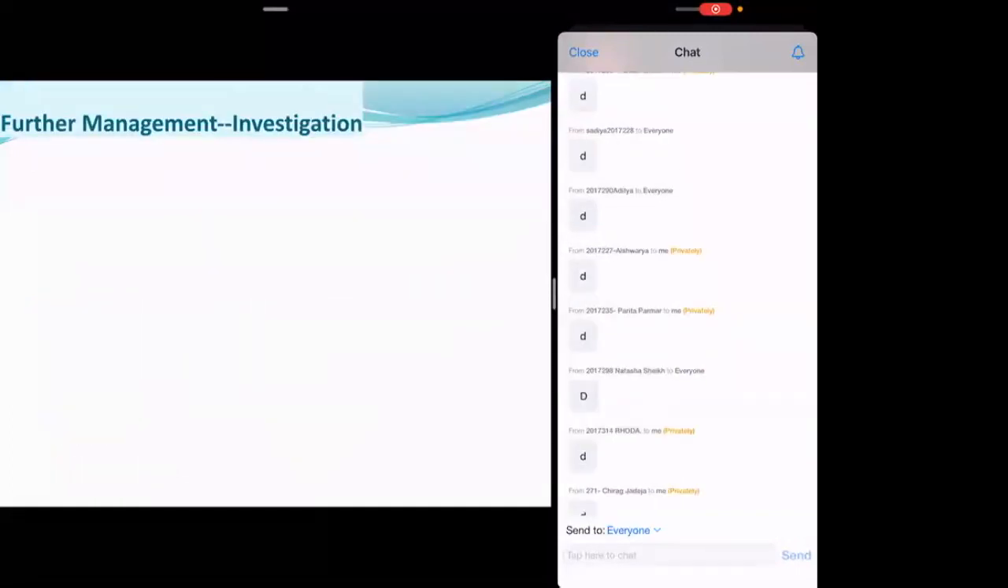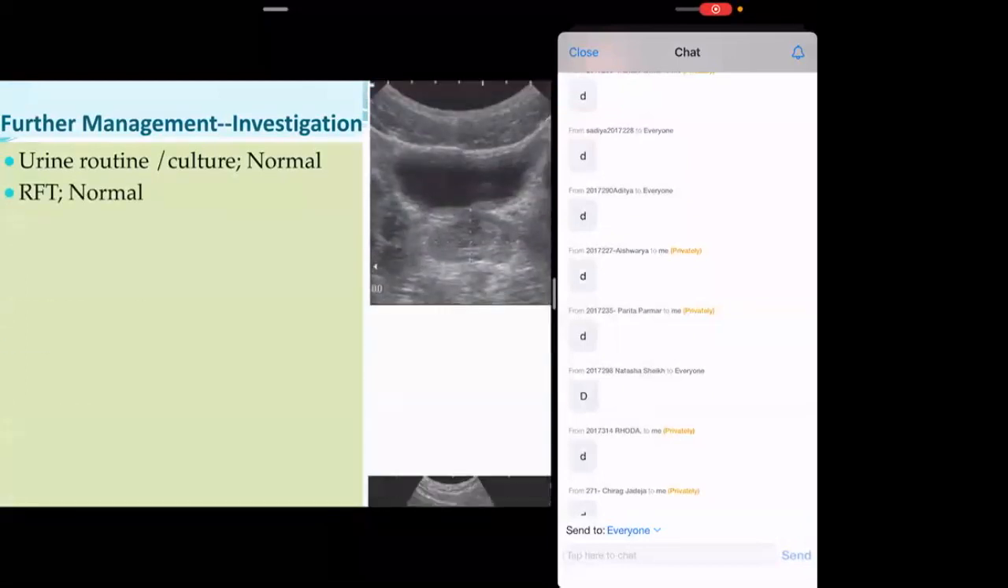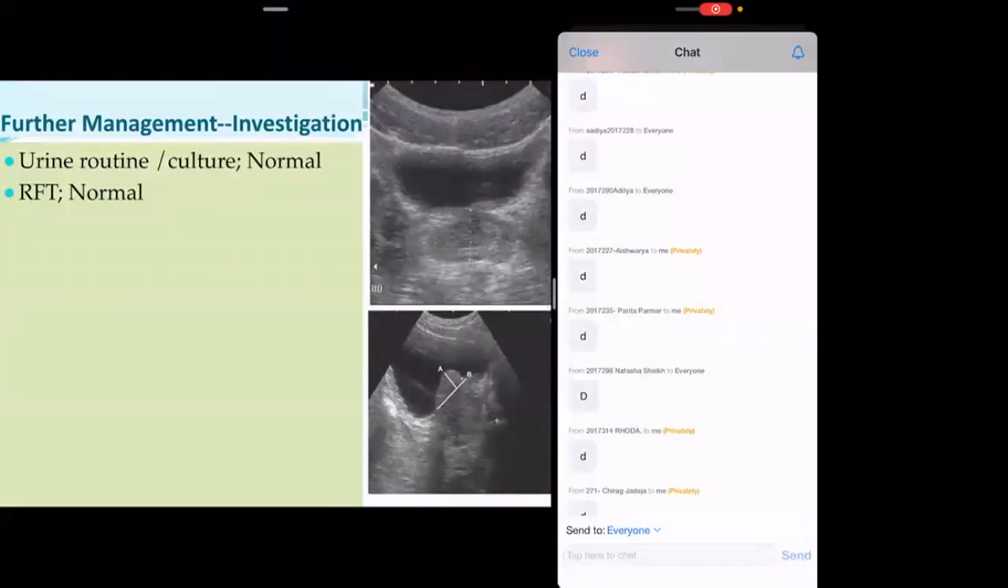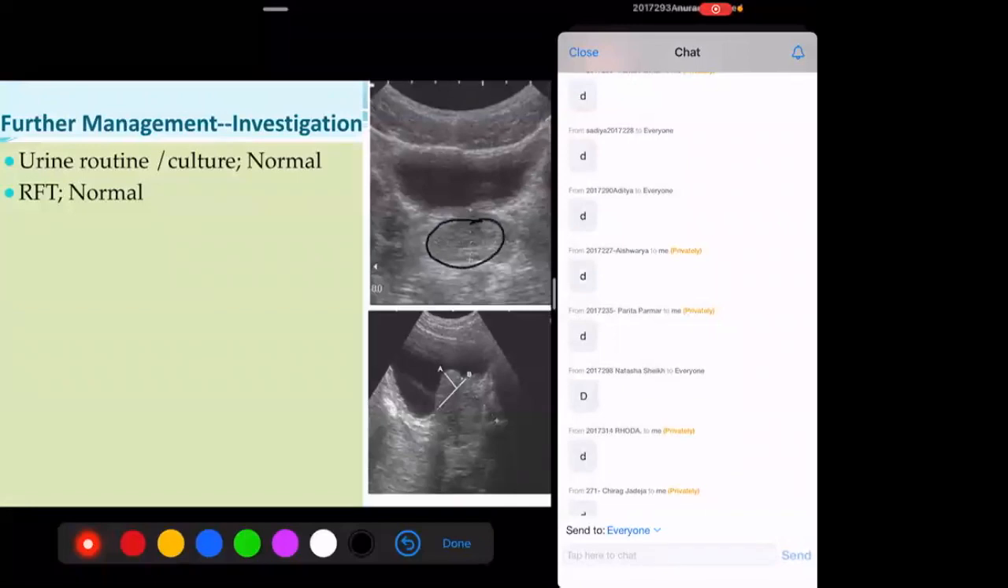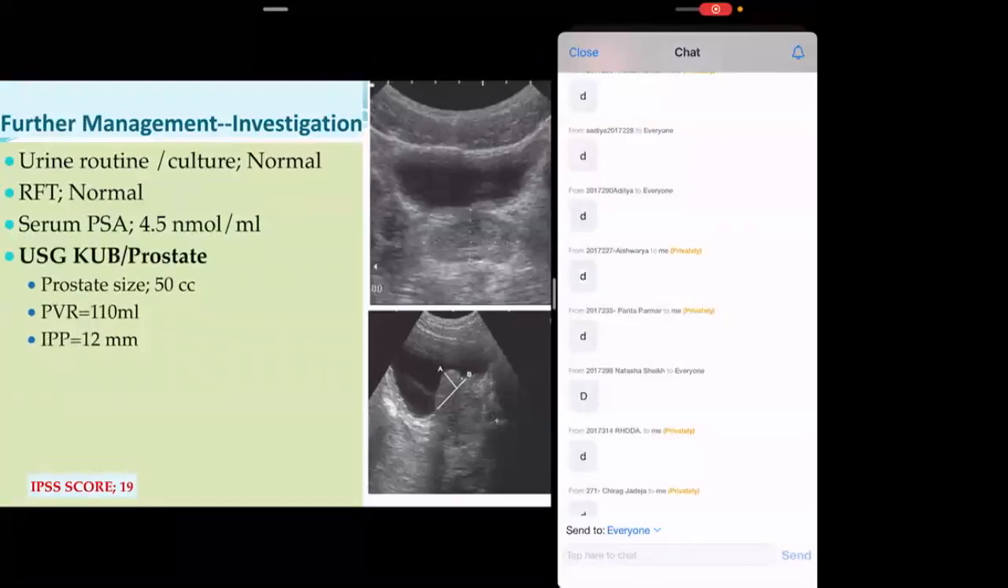Investigations that you do now: urine culture, normal. For this case, RFT is normal. For this case, ultrasonogram of KUB and prostate region is showing you an enlarged prostate with some protrusion inside the bladder. Okay. PSA was also normal. IPSS scoring was done, it was 19. Okay, see the prostate size.